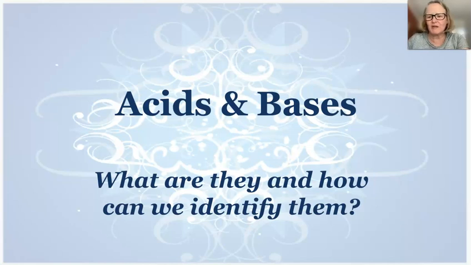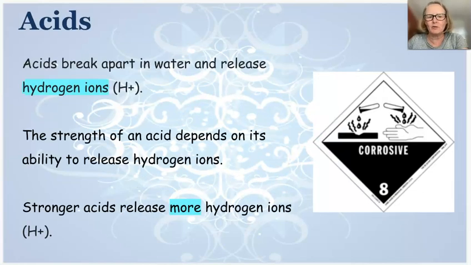In this video, we're going to look at acids and bases, what they are, and how we can identify them. So acids are chemicals and they break apart in water and they release a very small particle called a hydrogen ion. And the strength of an acid depends on how easily it releases those hydrogen ions. So the stronger an acid, the more hydrogen ions are released and the faster they're released.